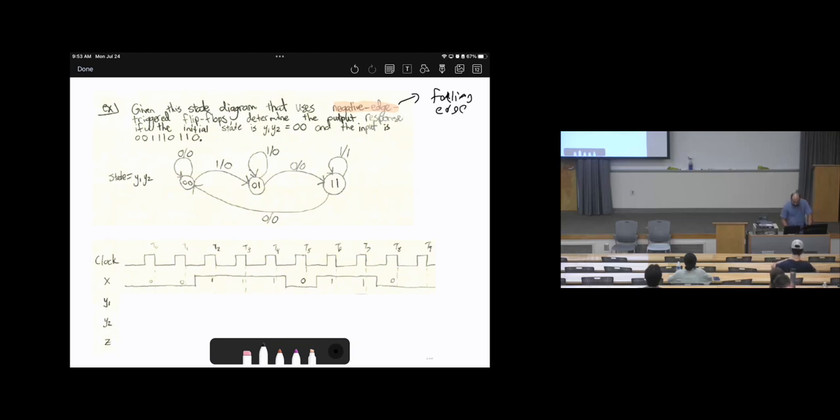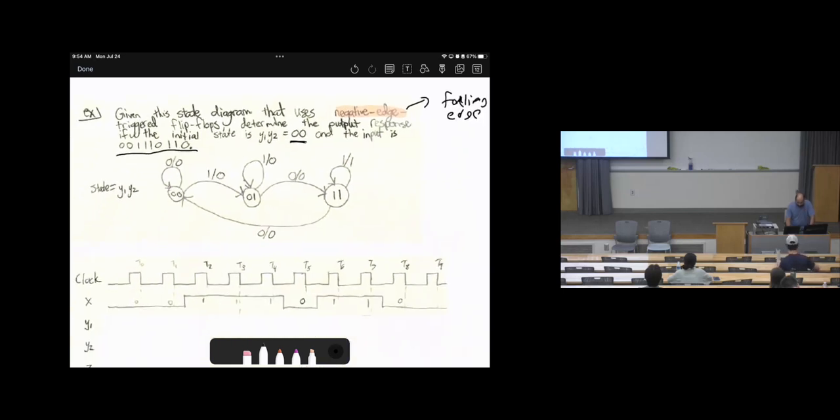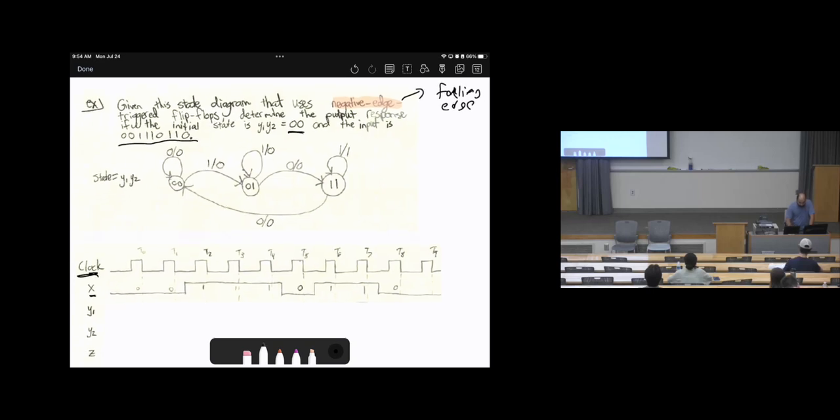Trigger flip-flops determine the output's response if the initial status is 0, 0, and if the input is 0, 0, 1, 1, 1, 0, 1, 1, 0. So here is the clock cycle. Here are the inputs. Then we need to find Y1, Y2, and Z. Y1 and Y2 are associated with the states. Z is associated with the outputs.